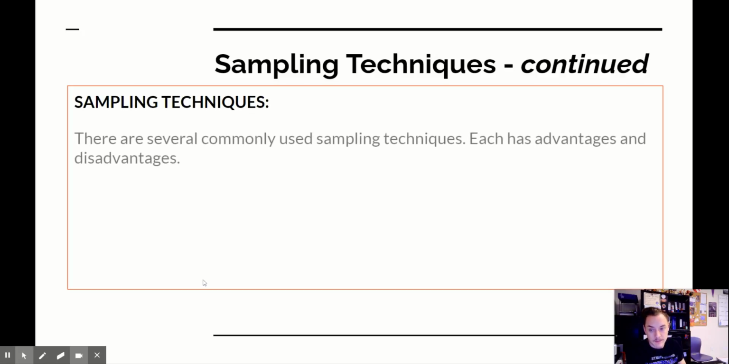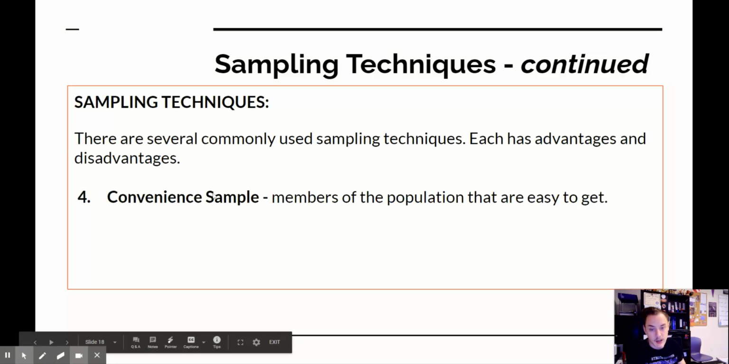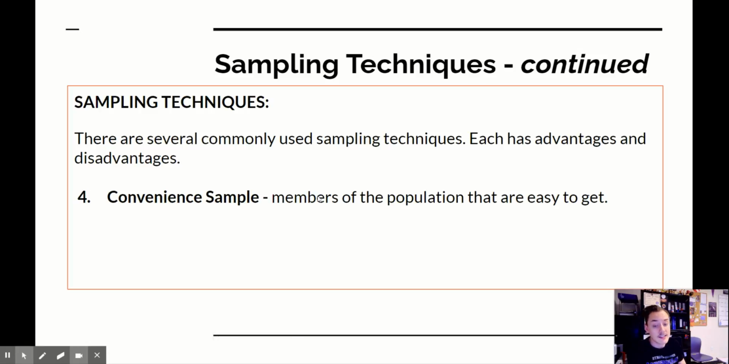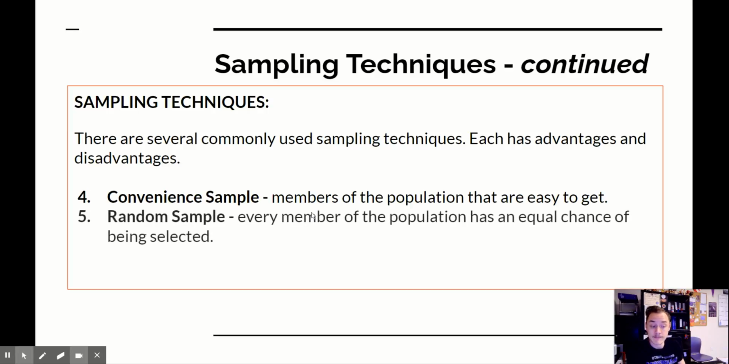Okay. To continue on, convenient sample: members of the population that are easy to get. So if you're surveying people in the population or in the sample, you probably want to survey people at your school because they're easy to get, right?